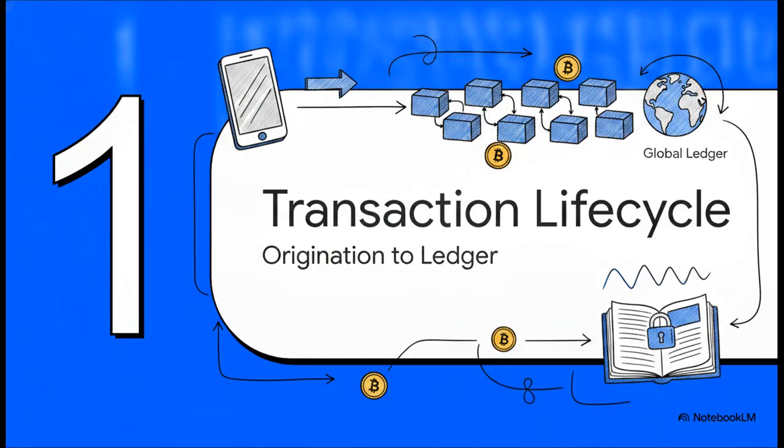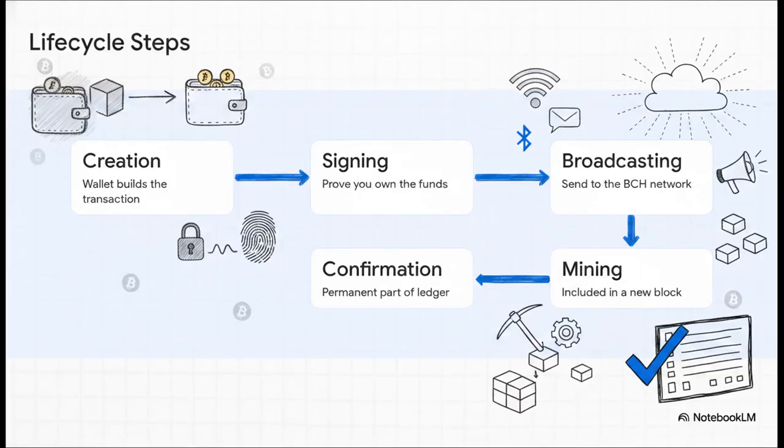Part 1, the transaction lifecycle, from origination to the global ledger. Okay, let's start with the big picture and follow a single transaction's journey. It is a pretty seamless 5-step process. First up is creation, where you or your wallet build a transaction and choose where the funds go. Second is signing. This is where you use digital signatures to mathematically prove you actually own the funds.